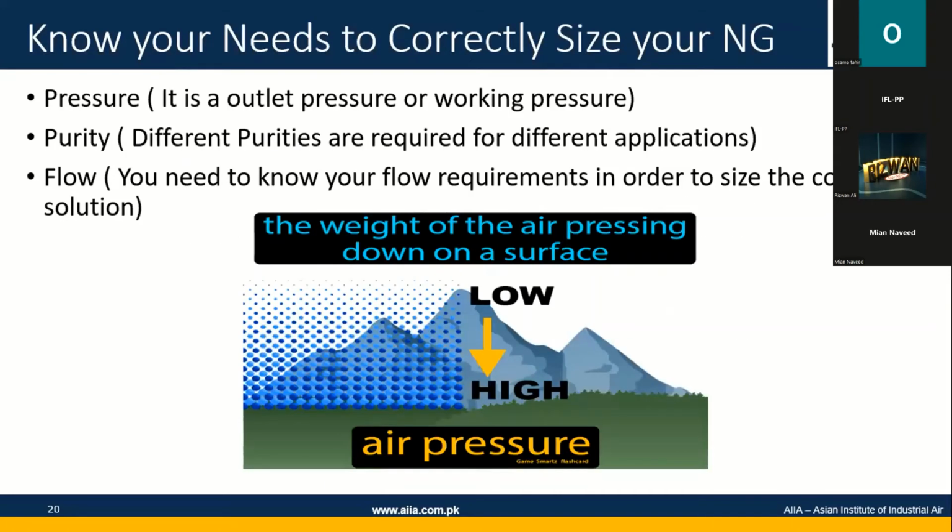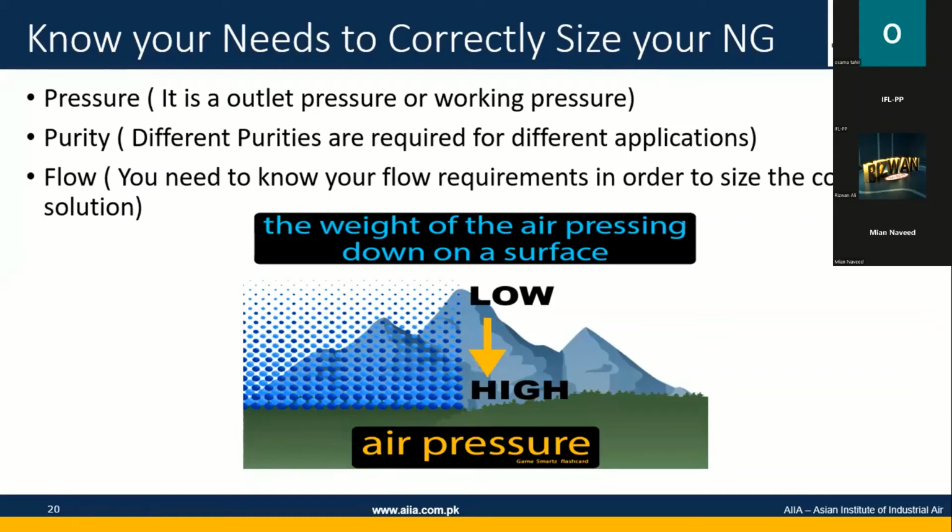So now some interesting things are coming up. How to size your nitrogen generator. This question might come to your mind: how do we size it, how do we know our requirements? To size the nitrogen generator, there are three main parameters: number one, pressure, then the purity, and then the flow. Pressure is basically outlet pressure, the working pressure which you need at the point of working.